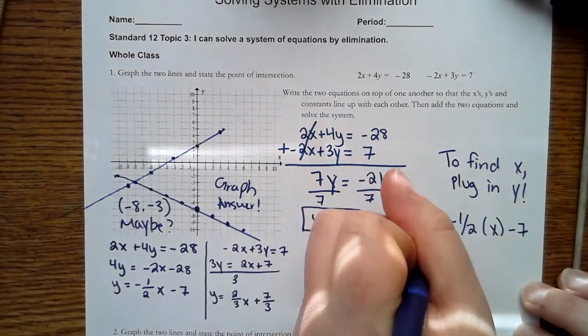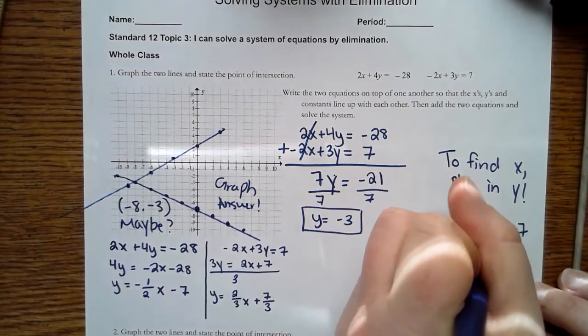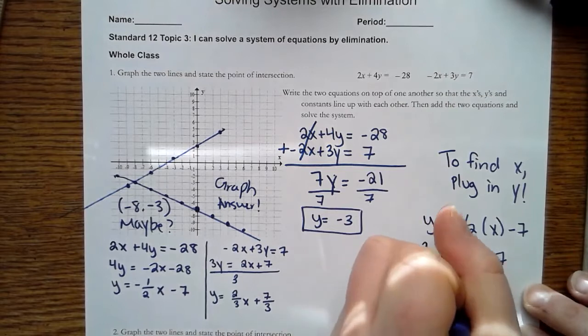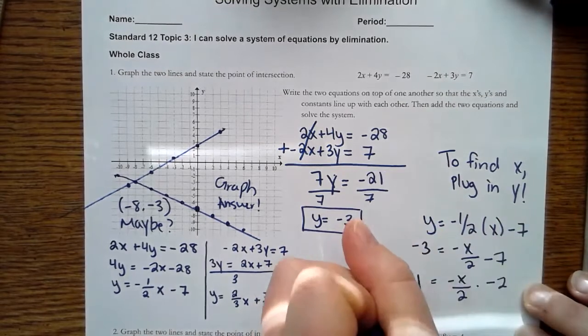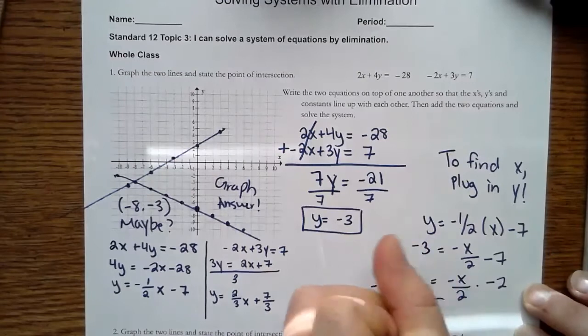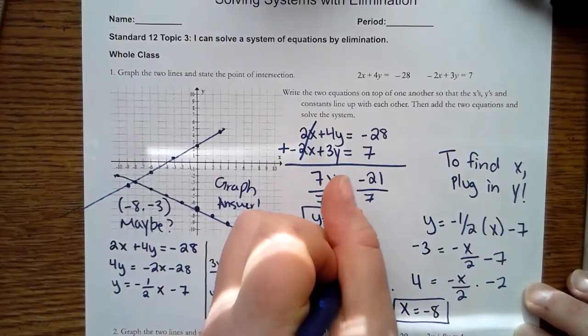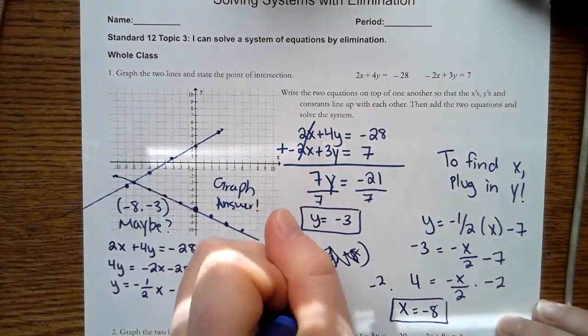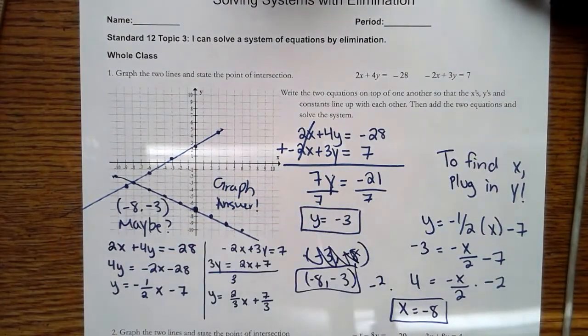So it'll be -3 equals negative x over 2 minus 7. So I'll add 7 to both sides and I'll get 4 equals negative x over 2, times -2 on both sides, x equals -8. And that matches, oops, sorry guys, it's -8, -3. And that matches our graph. So even though our graph was sketchy, we still got it. But the big lesson from this example is sometimes your graphs are not reliable. Sometimes graphs aren't reliable, so you have to do your algebra work.